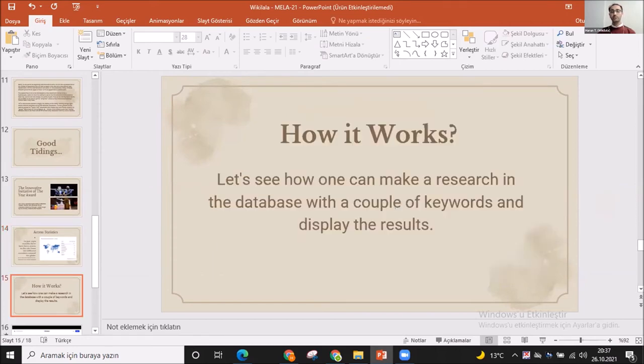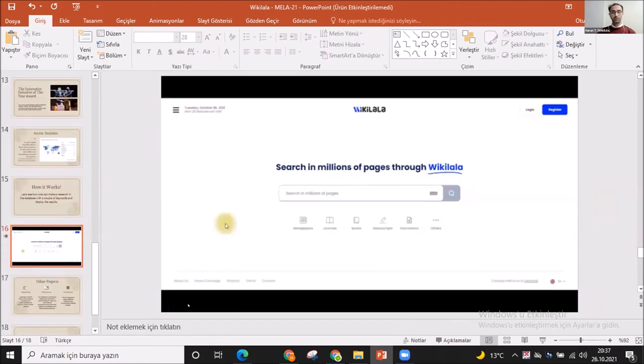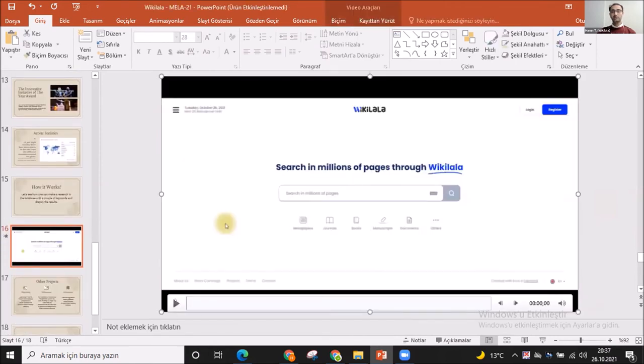And as for how it works, we have a short video that will give you a chance to have a look at how the system works. And I will now click it and you will see if it works.